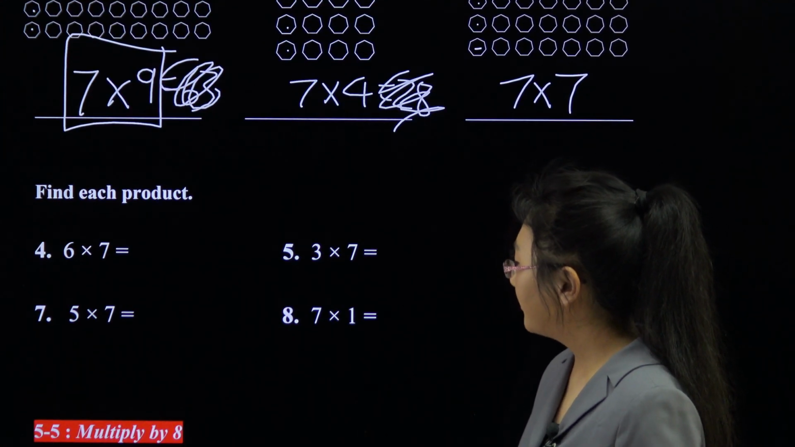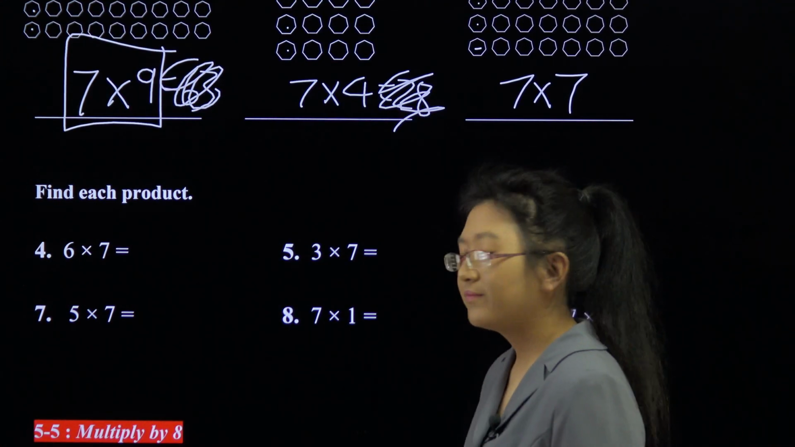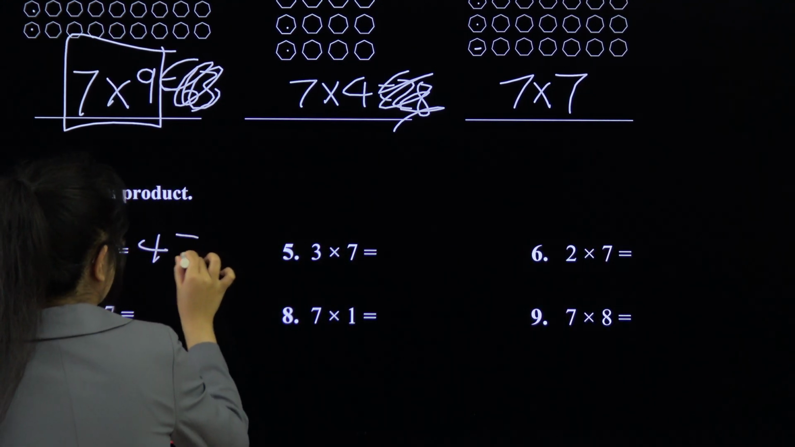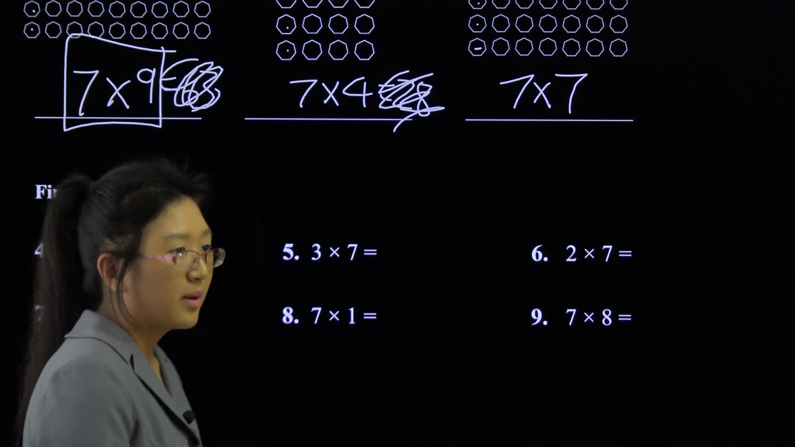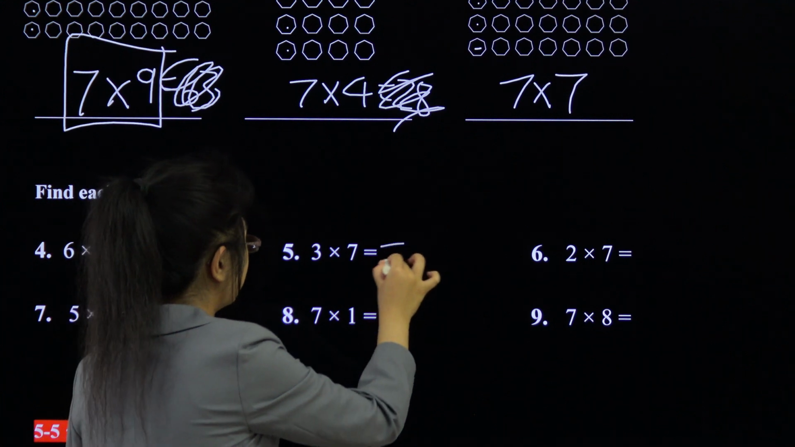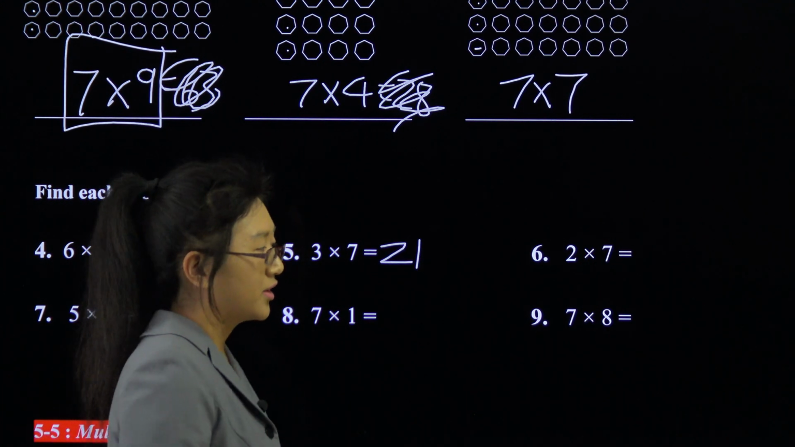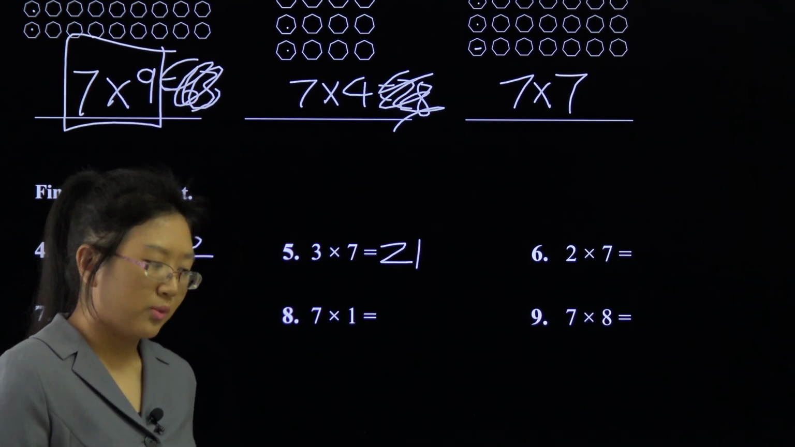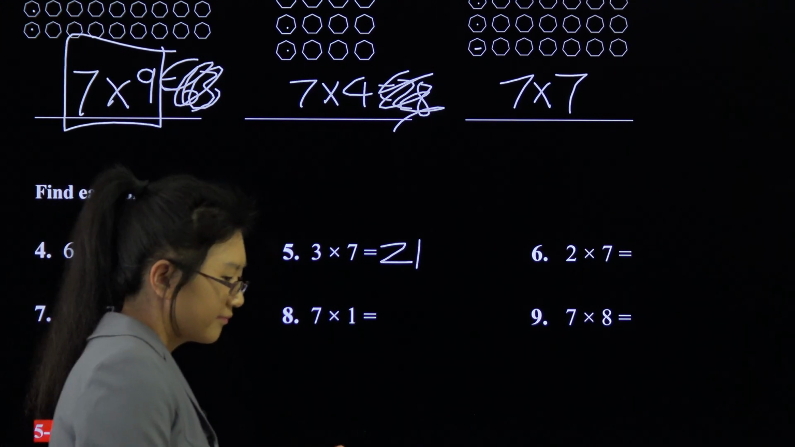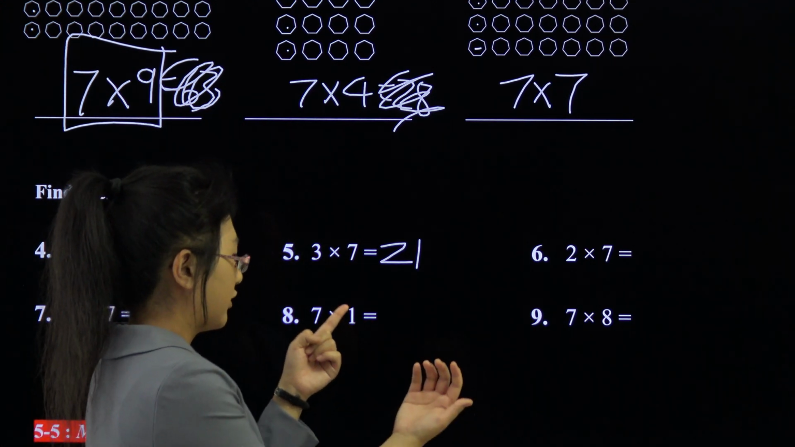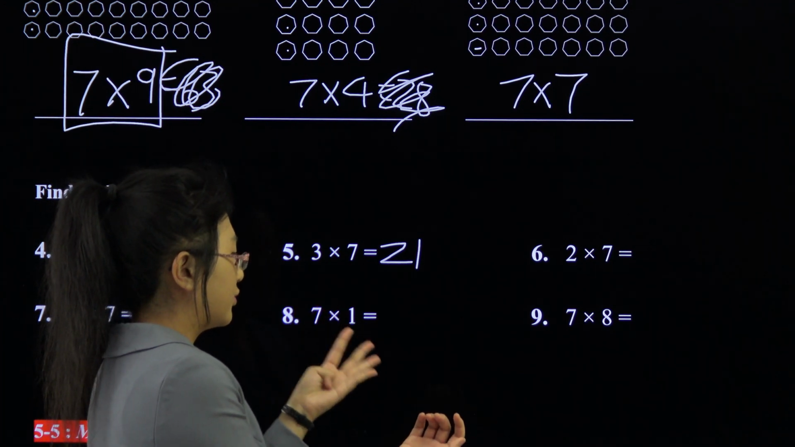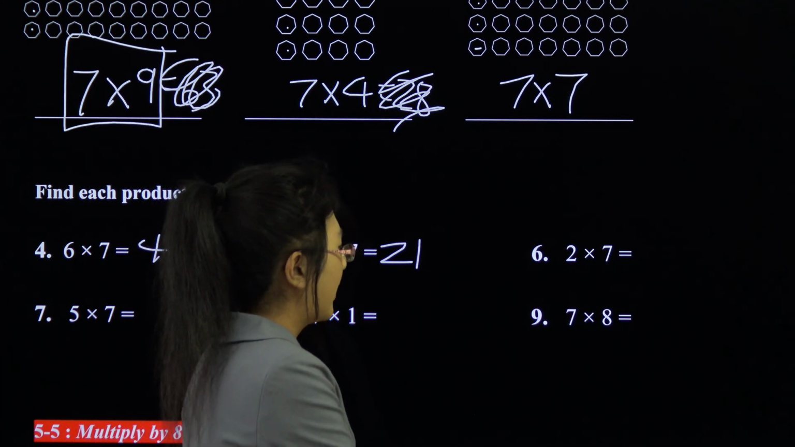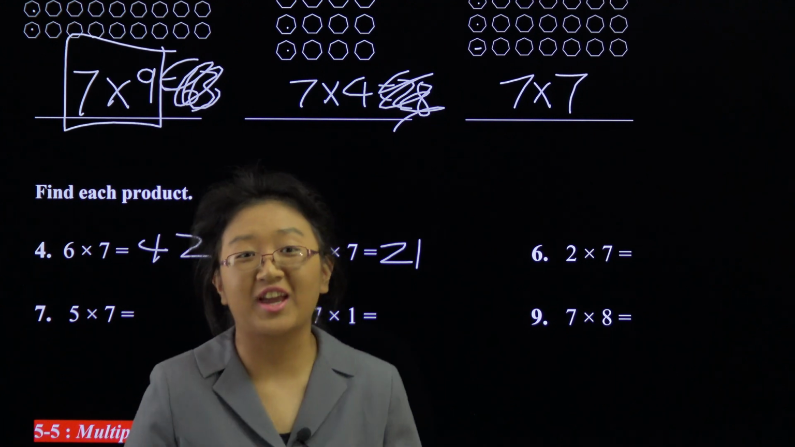Now, find each product. 6 times 7. Remember your multiplication table, children. 42. 3 times 7. 21. If you really want to skip count, it's 7, 14, 21. Or I mean, you could go the long way, but that'd be annoying. So it'd be 3, 6, 9, 12, 15, 18, 21. So yeah, don't go the long way. Just remember your multiplication table.